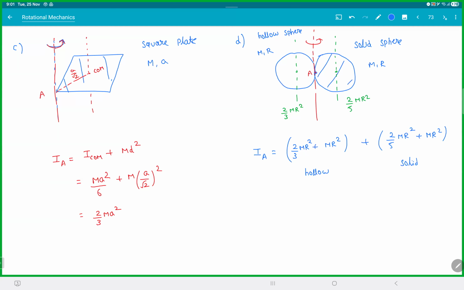Clear how we did that? So find for the solid sphere separately, find for the hollow sphere separately, and then add them. That will be the total moment of inertia about A for that system. Clear with this? I'll leave the calculations to you. So how much you got? 46. Okay, that's 46 by 15 MR square, it seems. You guys can check it out. Let's see one more.